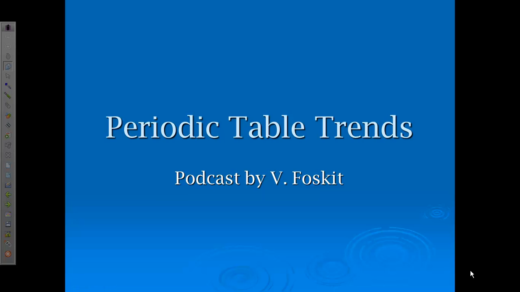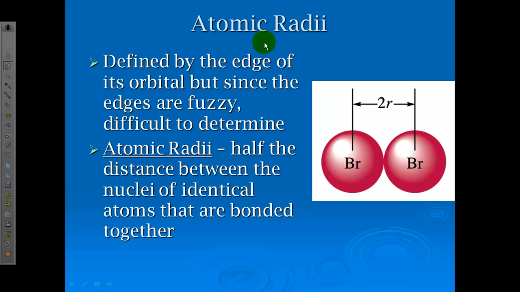This podcast is going to cover periodic table trends. The first trend is atomic radii. Radii is plural for radius, kind of like cacti is plural for cactus.